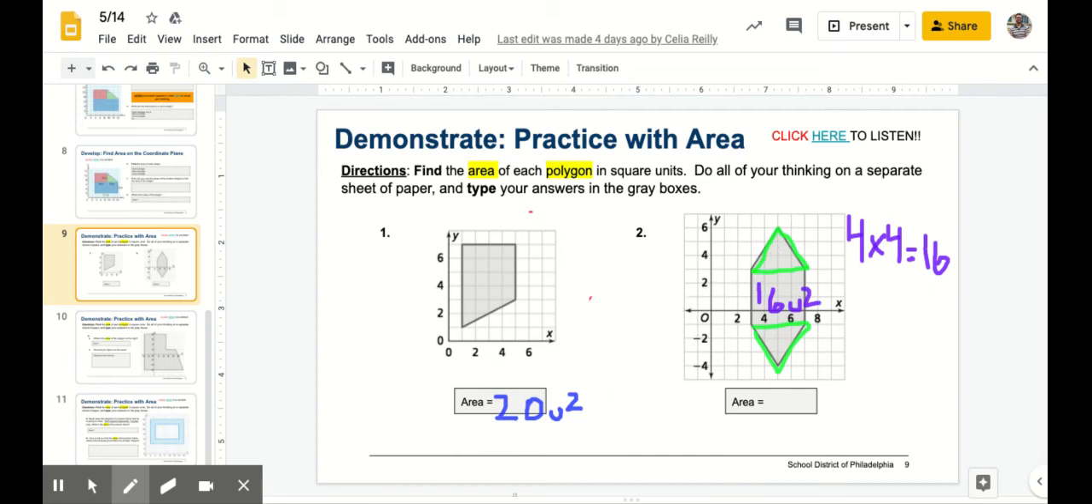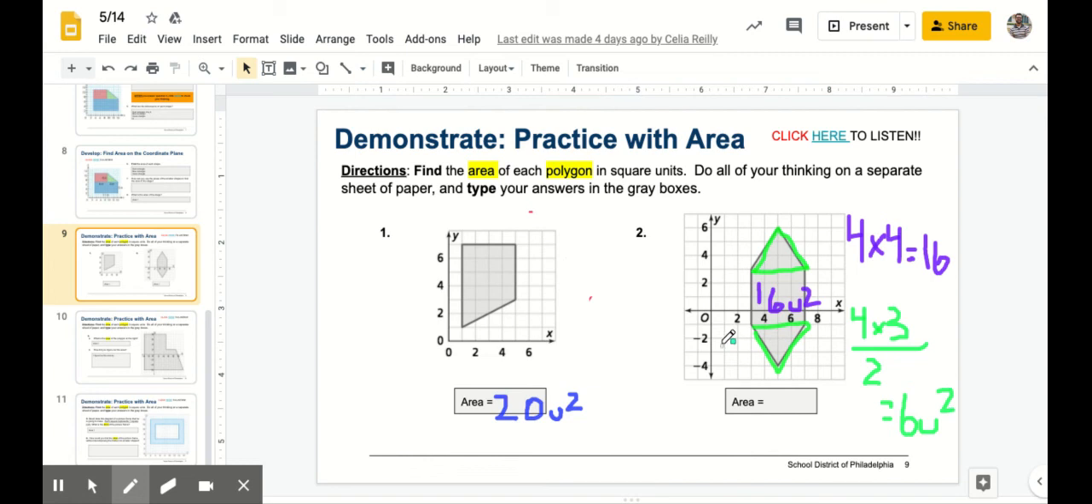Now, I find the area of each triangle. So I'm going to look and see. Let me change my pen back to green. So I'm going to find the base is 4. The height is 1, 2, 3. And I know because I'm finding the area of a triangle that I am multiplying by 1/2 or dividing by 2. I know that 4 times 3 is 12. And I know 12 divided by 2 equals 6 units squared.